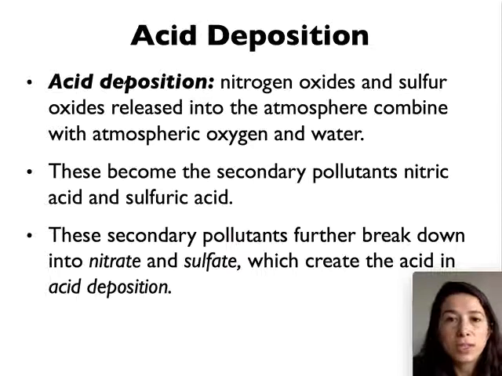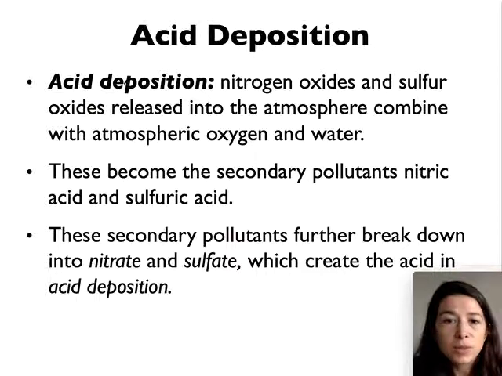Now let's talk specifically about acid deposition and what leads to acid rain occurring. How does air pollution lead to acid rain? Acid rain is caused mostly because of sulfuric acid. So where does the sulfuric acid come from?